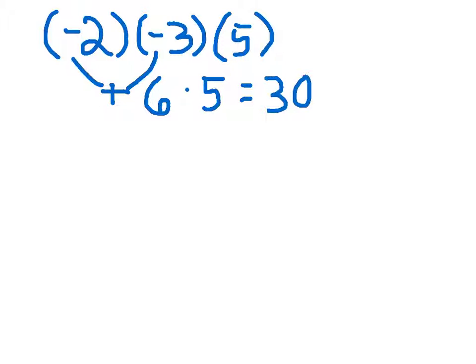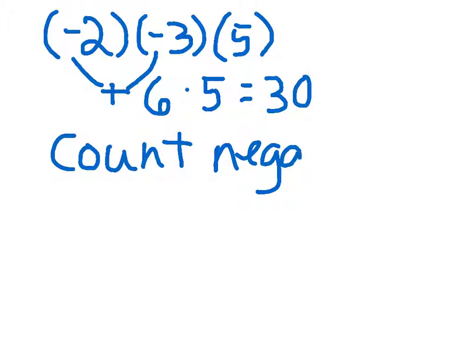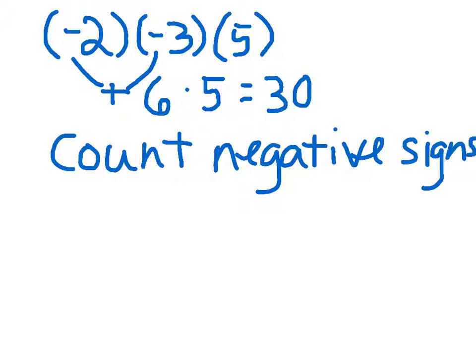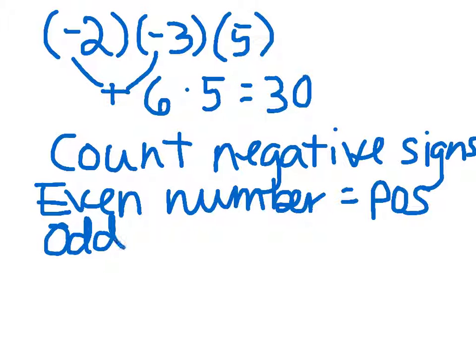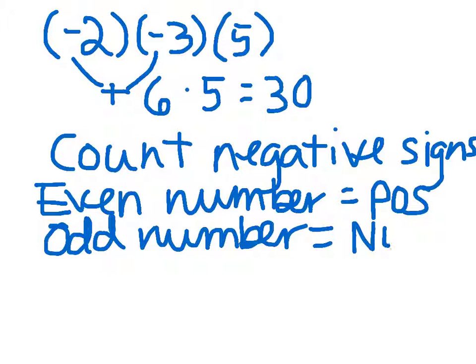So, when you are multiplying more than two numbers at a time, count the negative signs. Since any two negatives create a positive, you can think that's a positive and that's a positive, so an even number of negatives equals a positive. An odd number of negatives equals a negative.